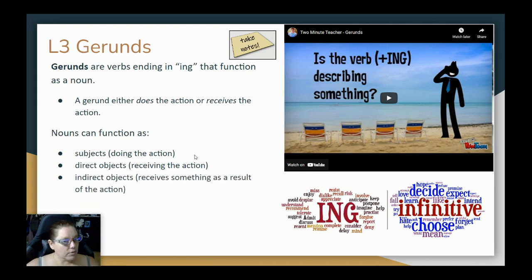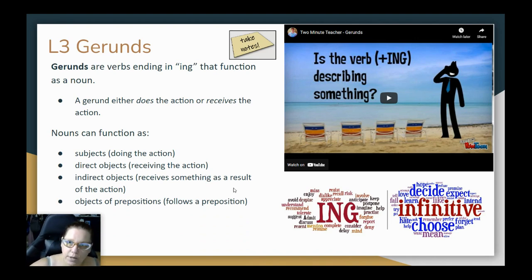They can be indirect objects, which receive something as a result of the action, or they can be objects of preposition, so it follows a preposition. We're going to watch a really very quick video on gerunds and learn how we can identify them.